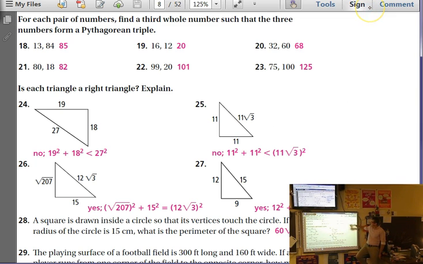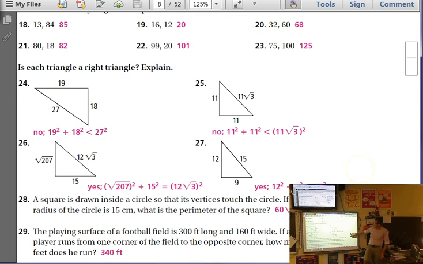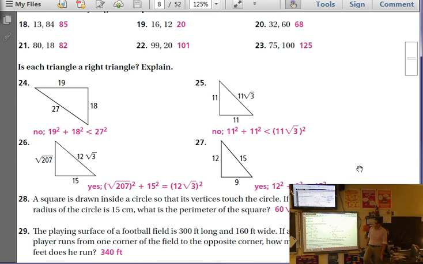Yeah. So like for 21, I couldn't figure out how you could manipulate 3, 4, 5 to get those numbers. Yeah. So I put n.